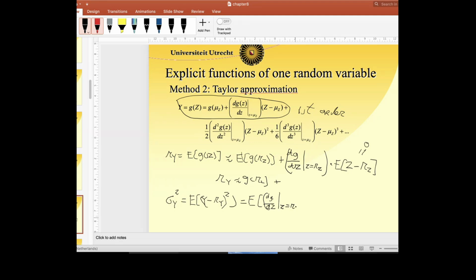Evaluated at mu z, yeah? And that thing squared times this is what we end up with, yeah? Now in this case, this is a constant, we can take it out. And this, we end up with the expected value of z minus mu z squared. What is that? That's the variance of z. So we end up with the following approximation.